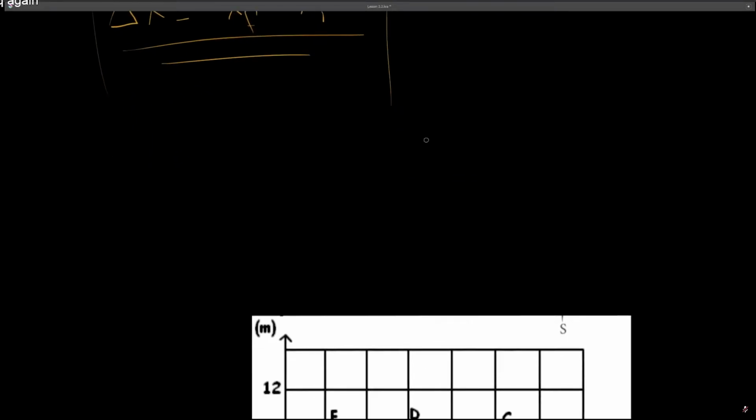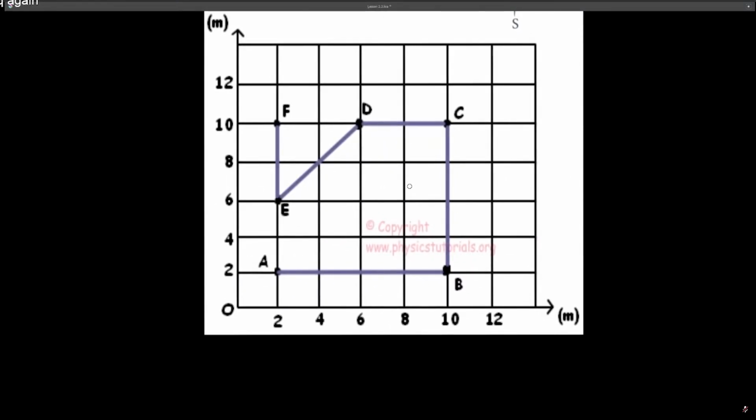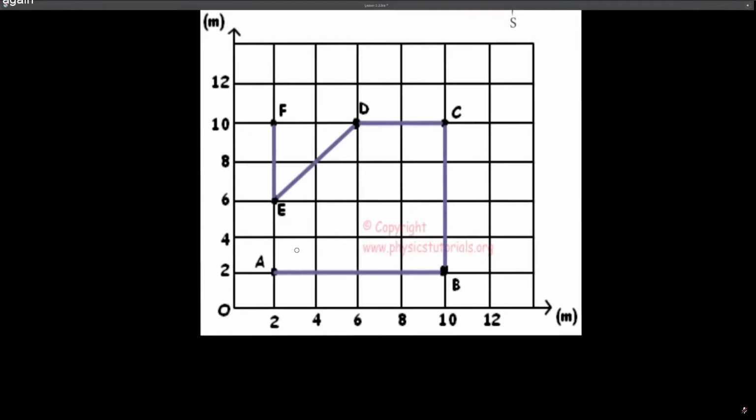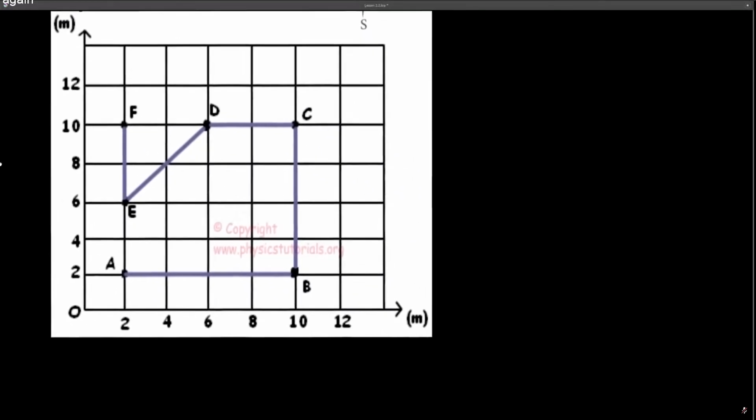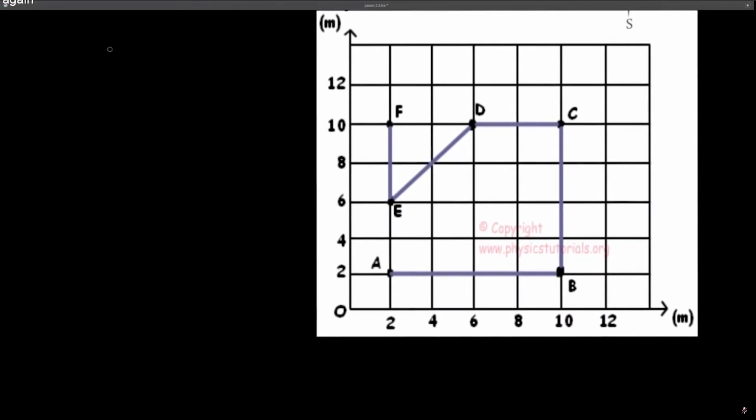Now for the question we want to solve over here, we have this coordinate plane where we have points A, B, C, D, E, F. The first question we're going to try to solve, question part 1A, is to find the distance. To find the distance, we're going to add all the lines, basically the entire length.